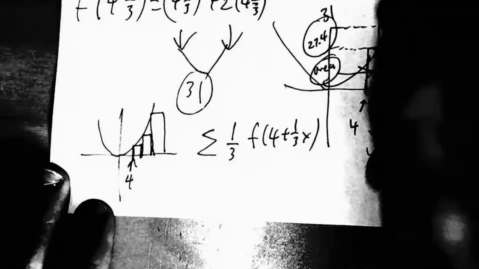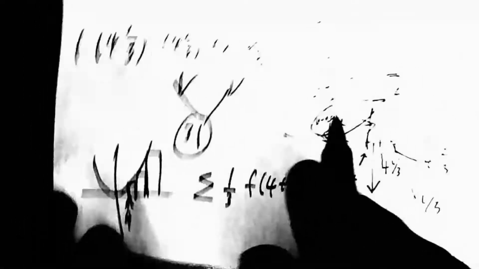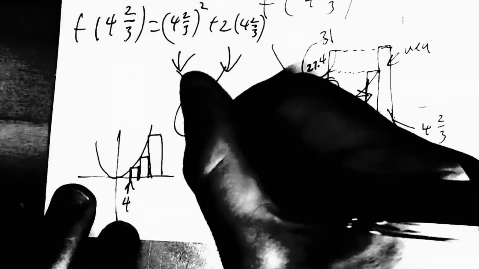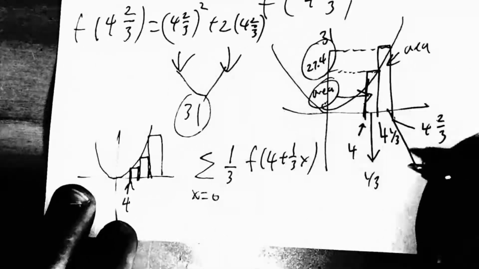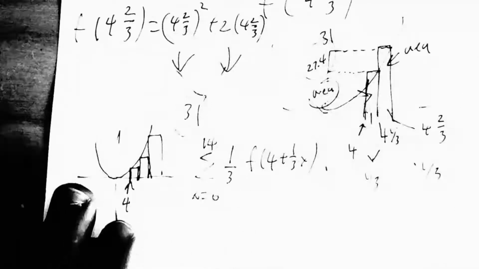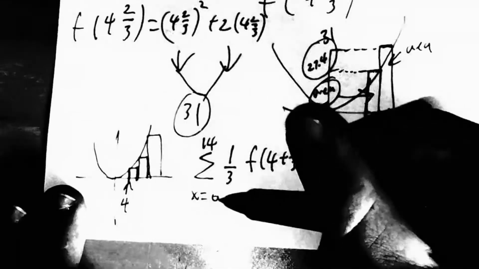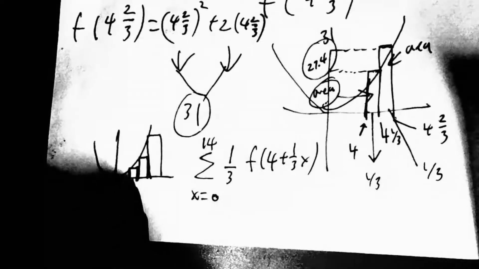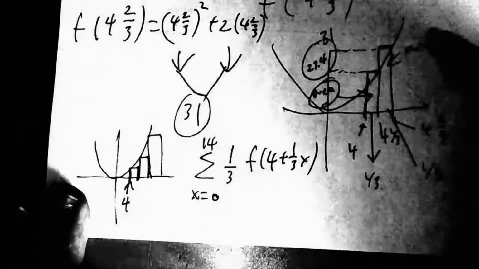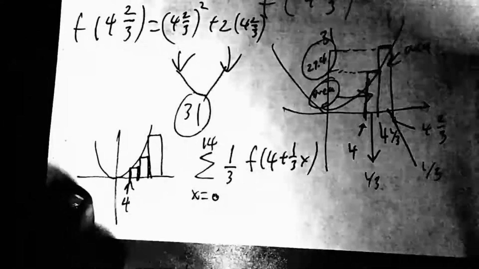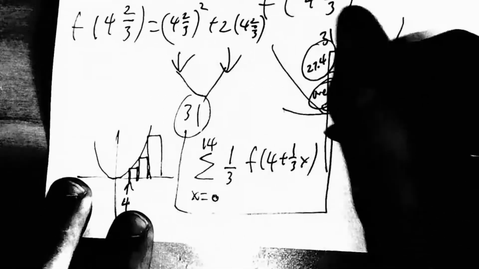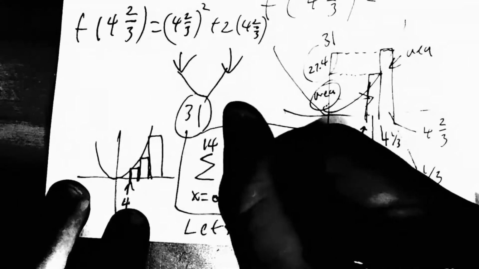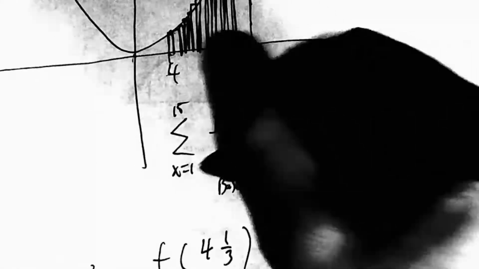So instead of starting at 1 here, for a left-sided one, you start at 0. So you go from 0 to 14. This still gets us 15 rectangles, but it gives us the left side instead of the right side. Okay, so this one here would be left side Riemann, and this one up here would be the right side Riemann.